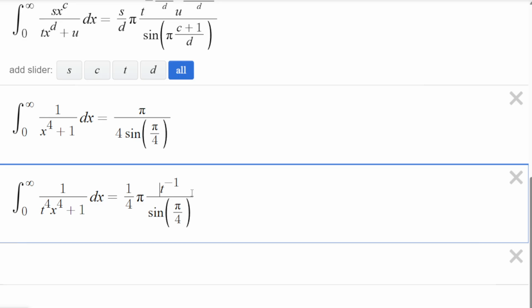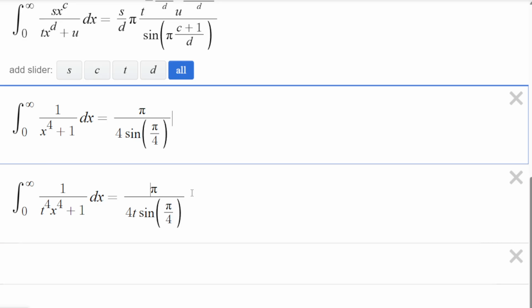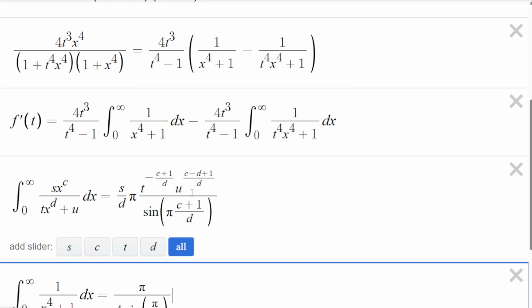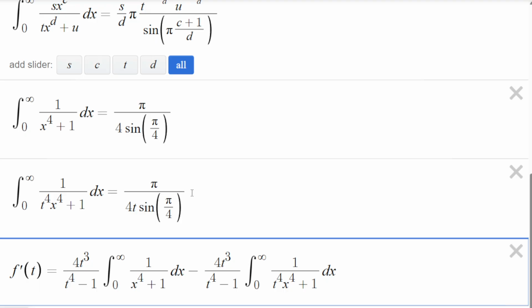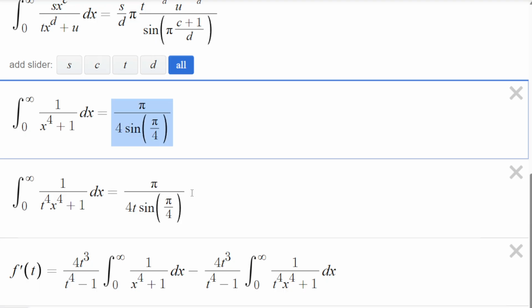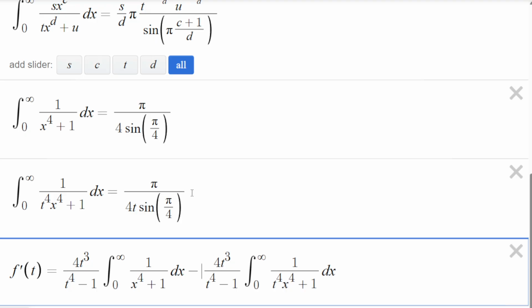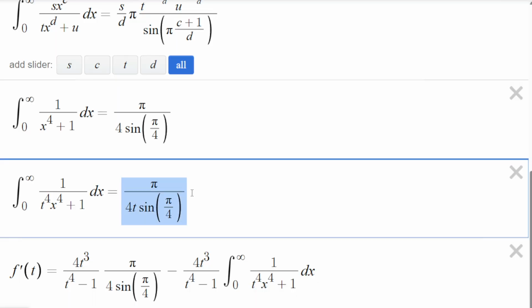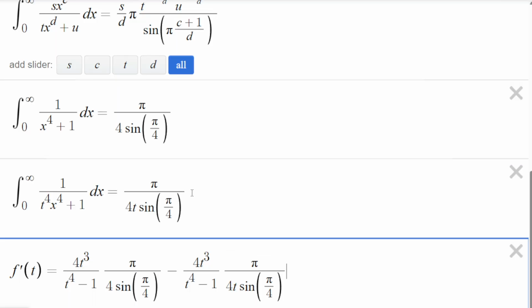Let's bring the pi up top. We'll bring the 4 down to the bottom, and we'll also bring this t to the bottom. So there we go. All right, so now we can plug those values into our f prime of t. So f prime of t is equal to this. Well, we already determined that this integral was this, and this integral was this.